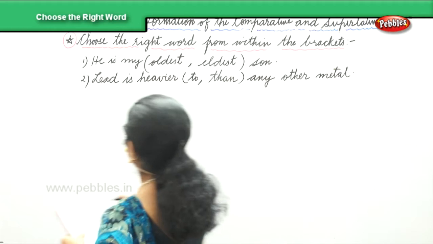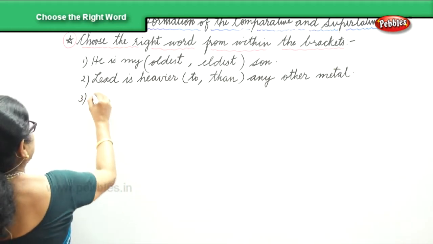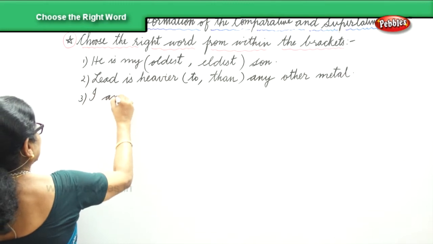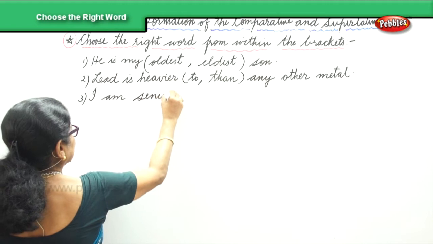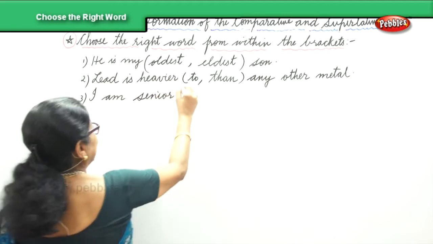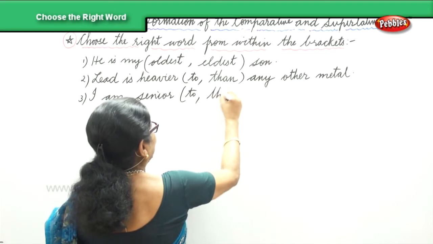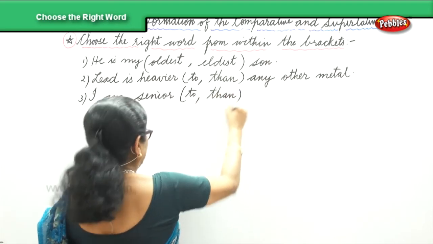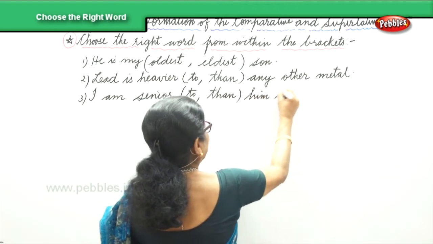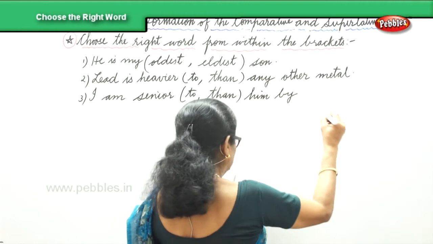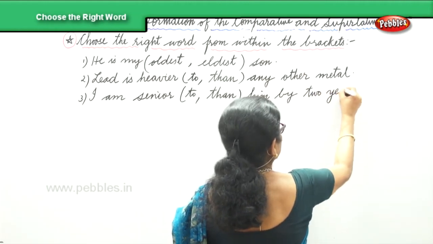Okay. Another sentence is, I am senior. You can either say to or than. You please choose. Than him by 2 years.